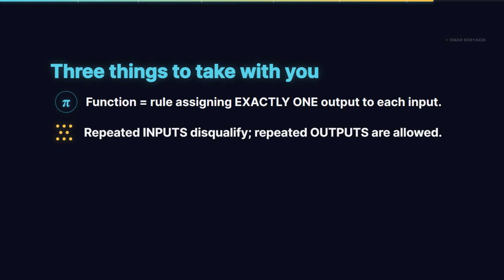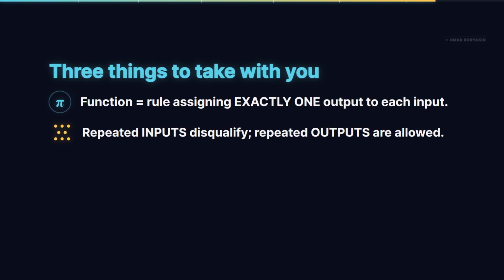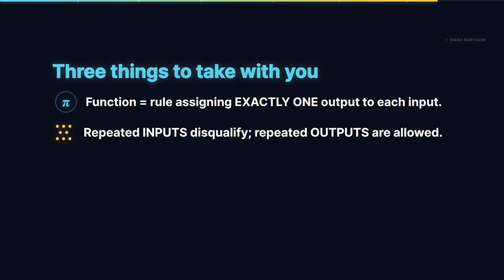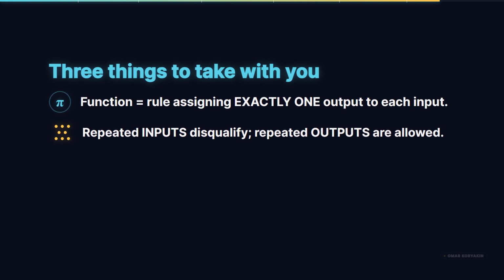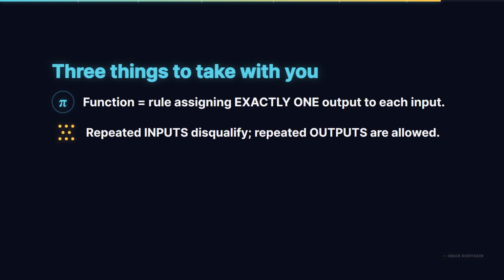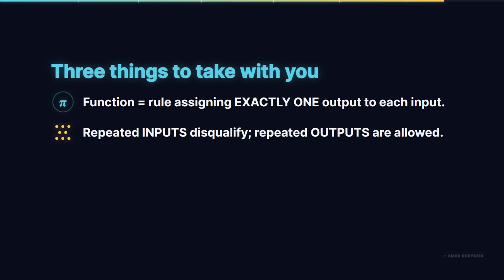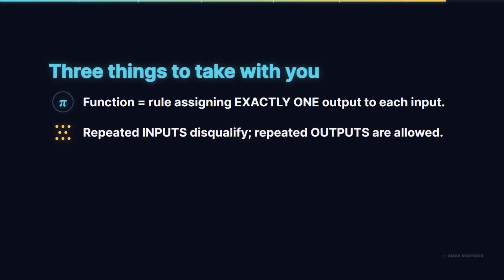Second, the most common mistake on function definition problems is confusing the rules for inputs and outputs. Repeated inputs disqualify a relation from being a function. Repeated outputs are allowed and do not affect function status. Remember the rule clearly: each input must map to exactly one output, but multiple inputs can share the same output. This handles every ordered pair list problem cleanly.